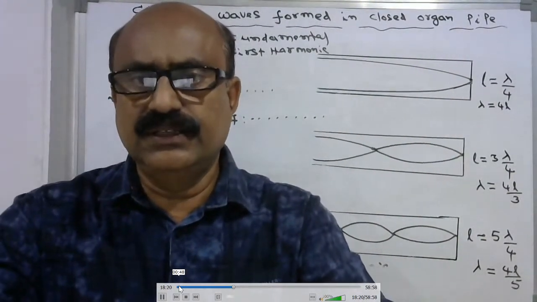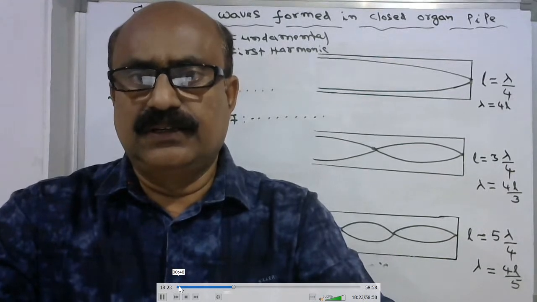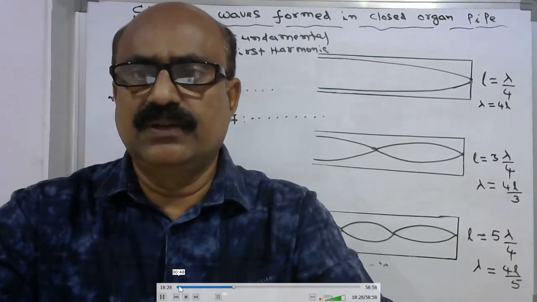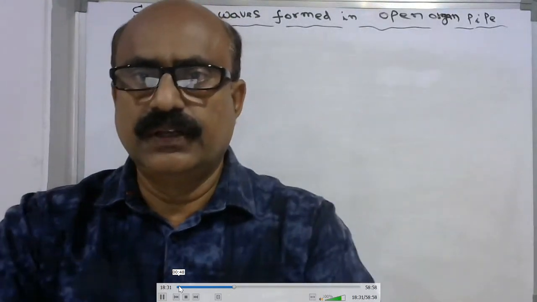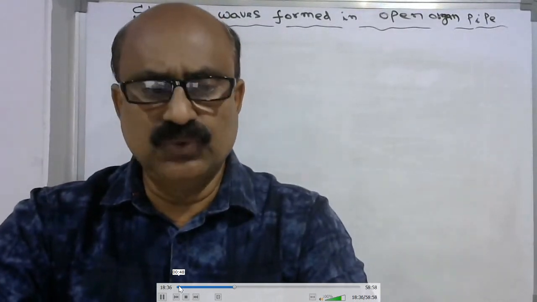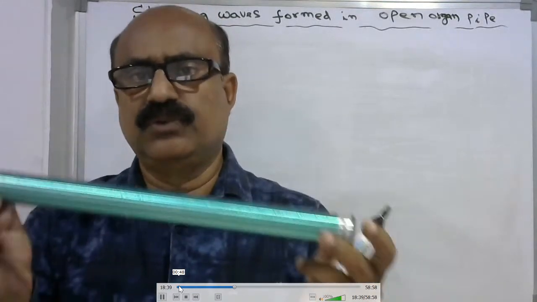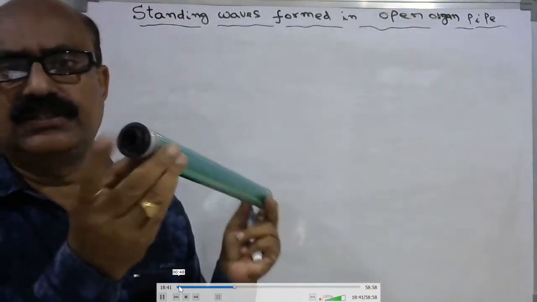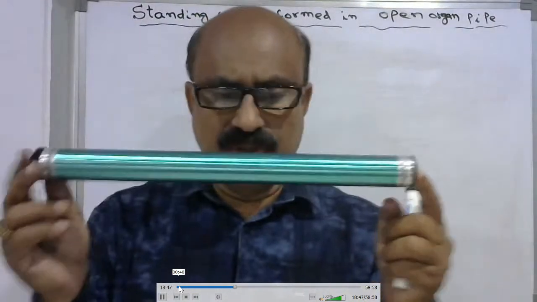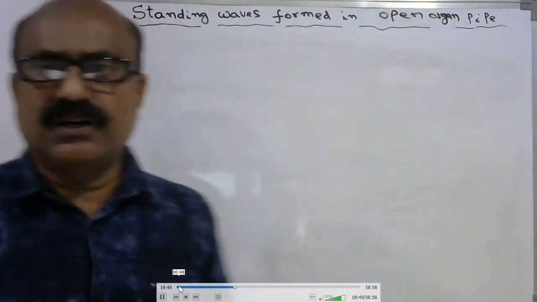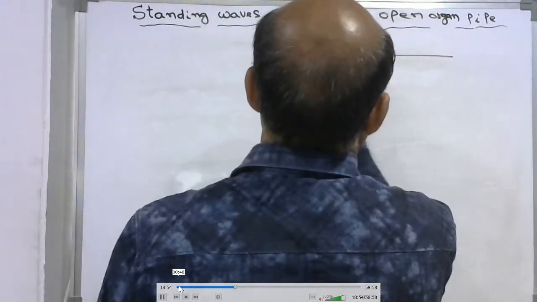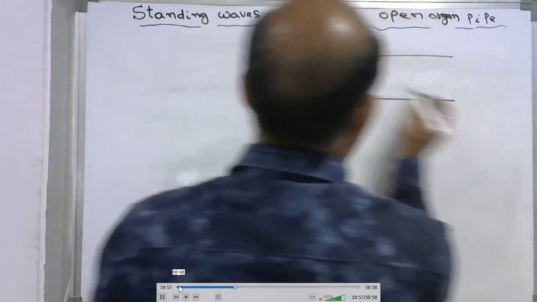Now let us see what will be the fundamental frequency and the other overtone frequencies in the case of the open organ pipe. So, the standing waves formed in an open organ pipe. If a pipe is open at both ends, and this is open and this is also open, the pipe is called an open pipe. So we can consider that this is an open pipe.